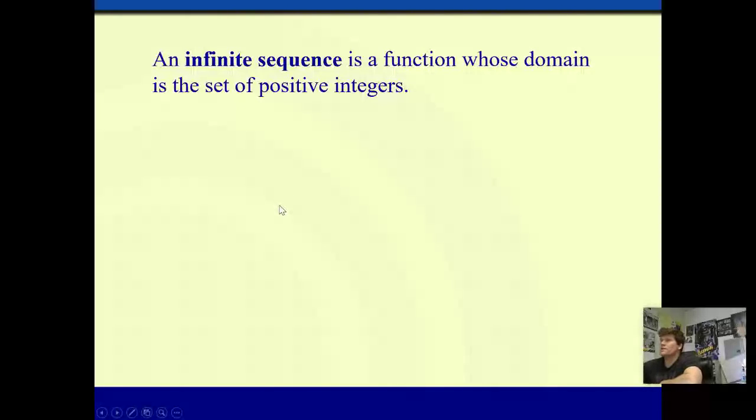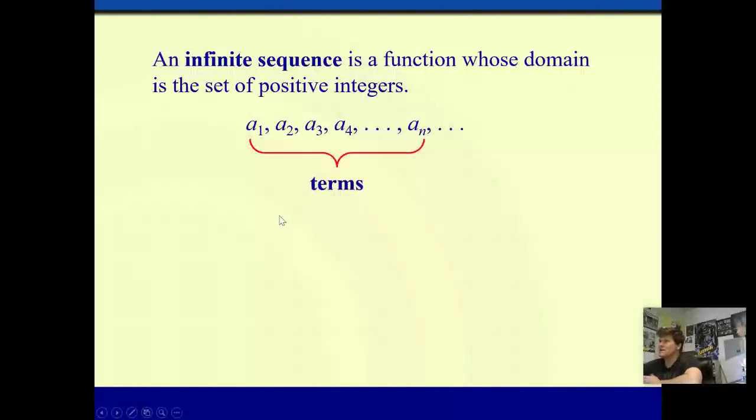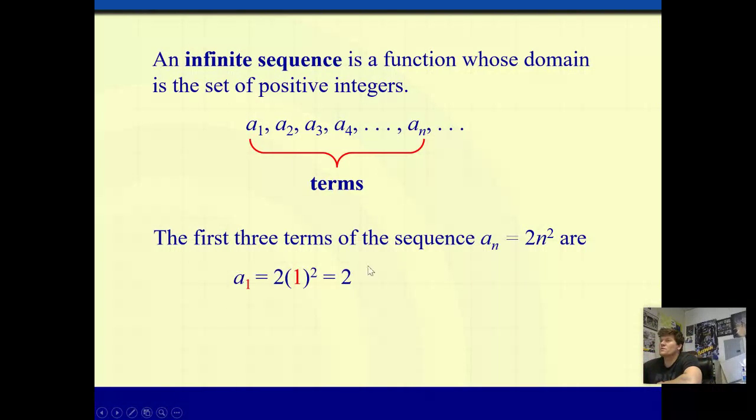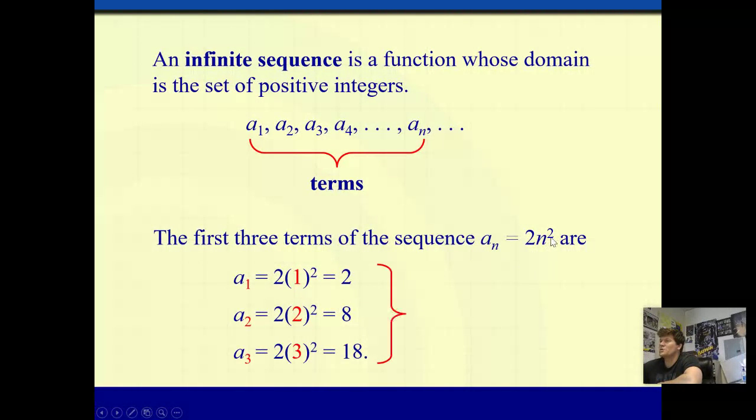An infinite sequence is a function whose domain is the set of positive integers. All that means is it's a sequence, a list of numbers that goes on forever. It does not stop. Infinite. Find the first three terms of this sequence: a_n equals 2 times n squared. Well, you just plug in a 1, plug in a 2, plug in a 3, and you find your sequence: 2, 8, 18. This is a finite sequence because it stops. Infinite goes on forever. Finite stops.